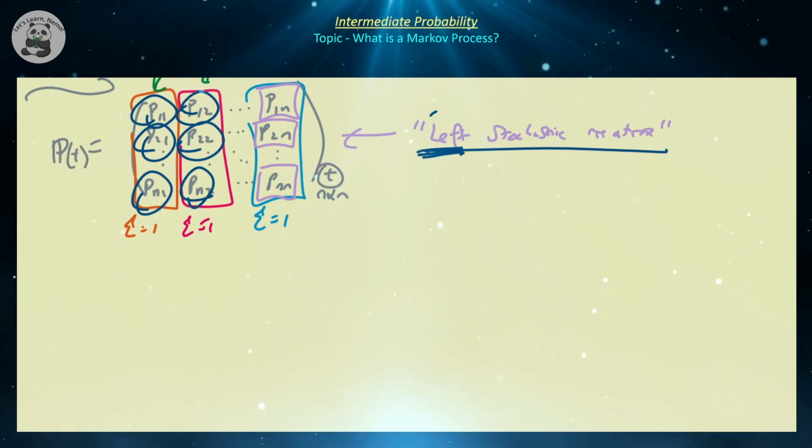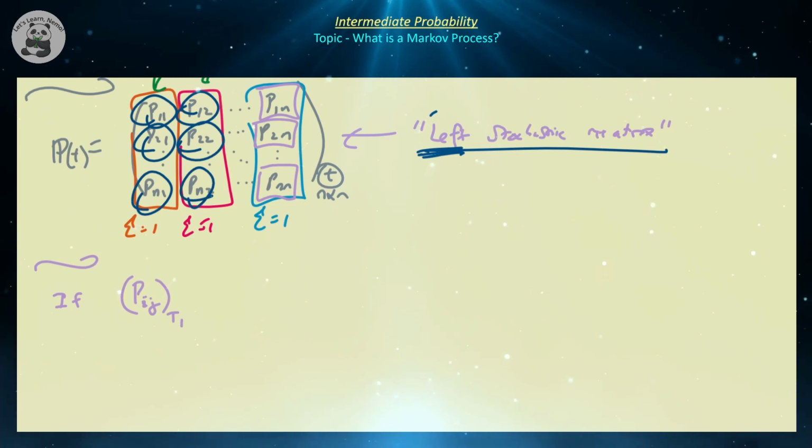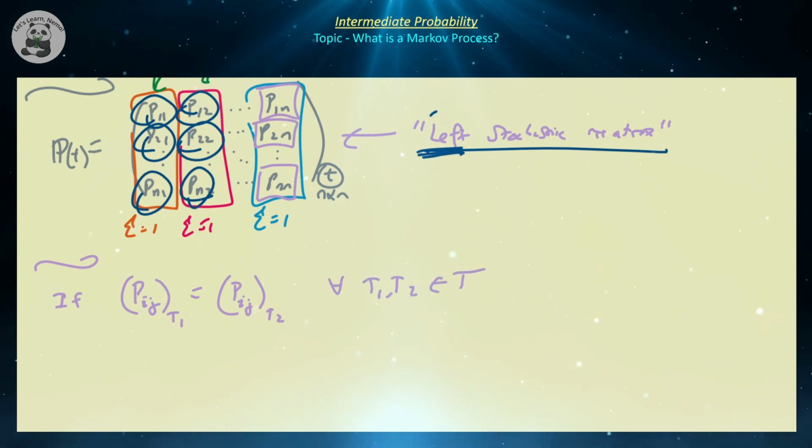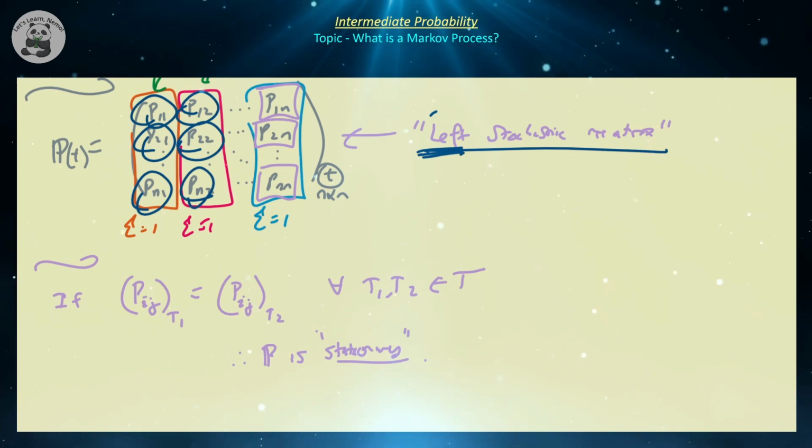So also, let's look at this particular matrix, and let's assume that this is a function of time. So let's assume that Pij at some time t1 and Pij at some time t2 are equal to each other for all t1, t2 in our temporal domain T for our stochastic process X, right? So again, if all of our Pij's are constant, then we say that P is a stationary stochastic matrix. So those are just some of the bits of terminology that you definitely need to know before we start jumping into Markov processes.